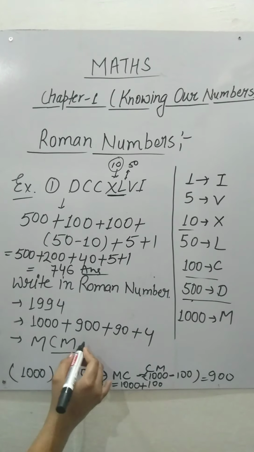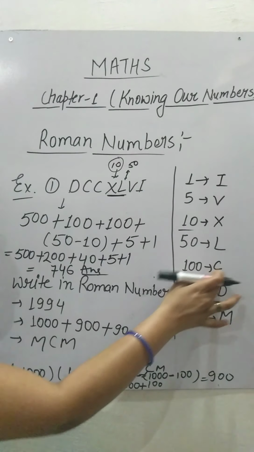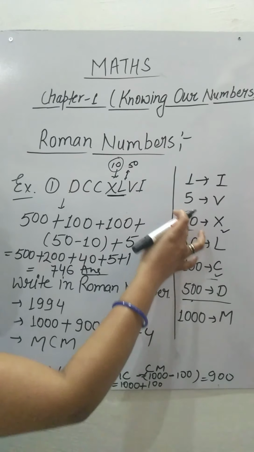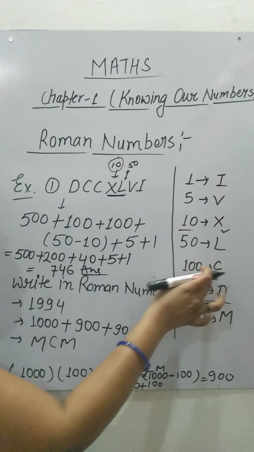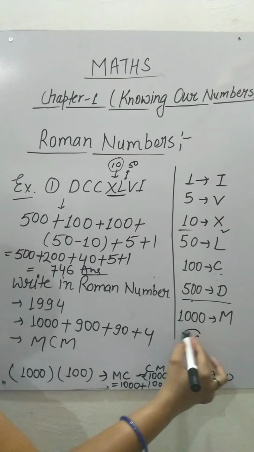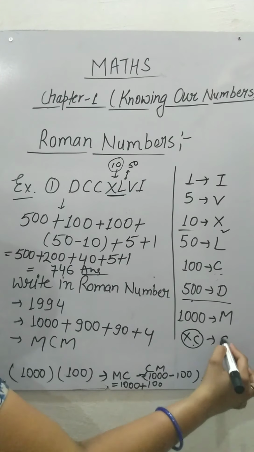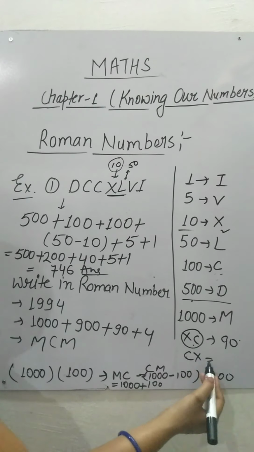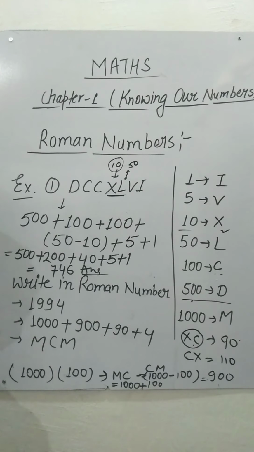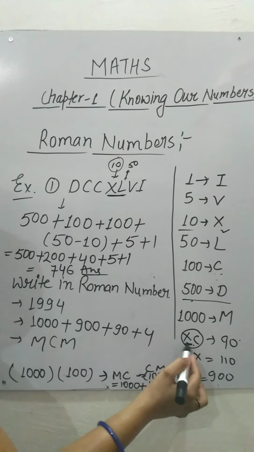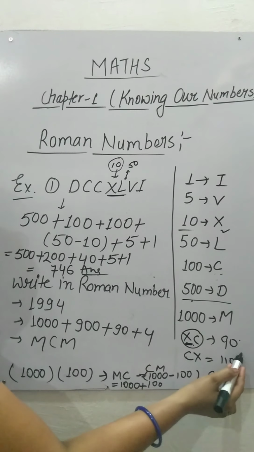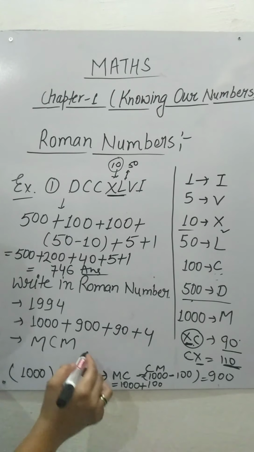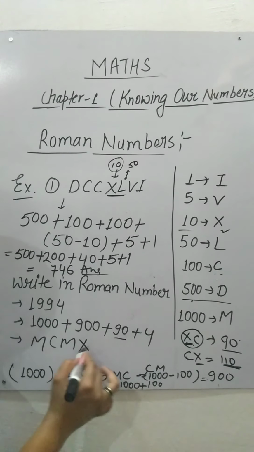Now this is 90. So 90, you know that the 100 and 10. So 100 minus 10 is 90. If we write XC, X is before C, so that will be 90. And if C is after X, that will be 110. It's clear. That means if the smaller value is before, it is subtracted, and if the smaller value is after, it will be added. So now it's 90, so we can write XC.